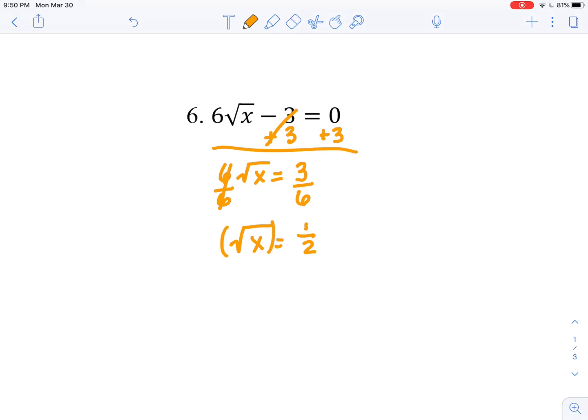Now when we square both sides to get rid of the radical, the square root of x squared is x. When you take 1/2 or any fraction and square it, you simply square the numerator and square the denominator. So 1/2 squared is 1/4.